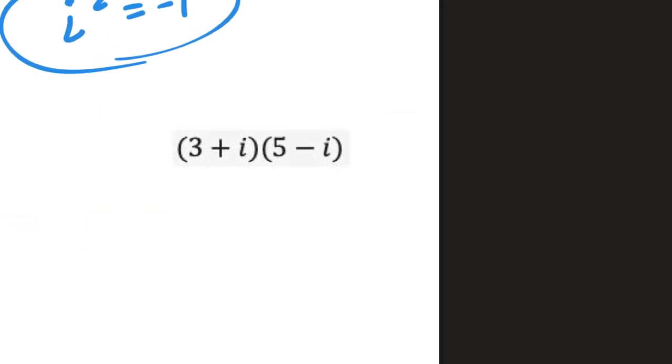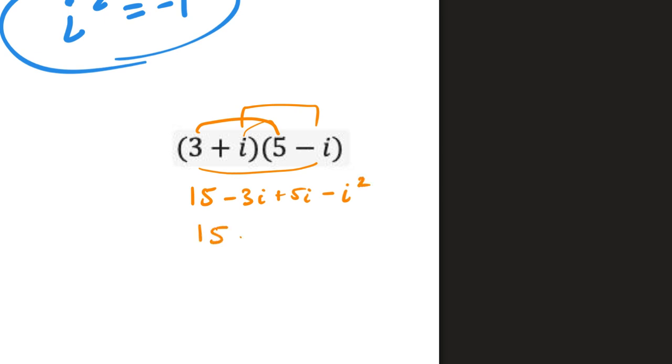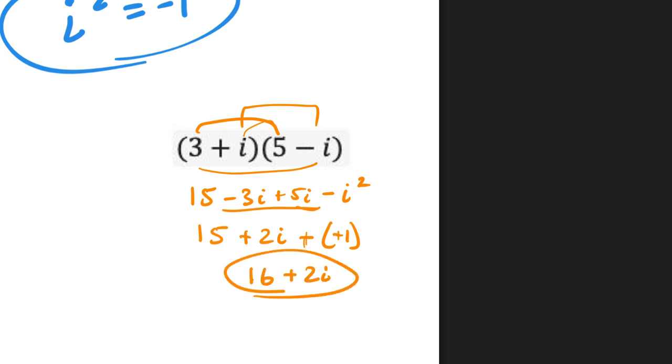All right, last one. Foiling. So I'll do the firsts. 3 times 5 is 15. I'll do the outsides. Minus 3i. I'll do the insides. Plus 5i. I'll do my lasts. Minus i squared. I'll rewrite this. 15 plus 2i. I put these two things together. Minus negative 1. Well, minus a negative 1 is the same as adding. So my final answer is going to be 16 plus 2i.